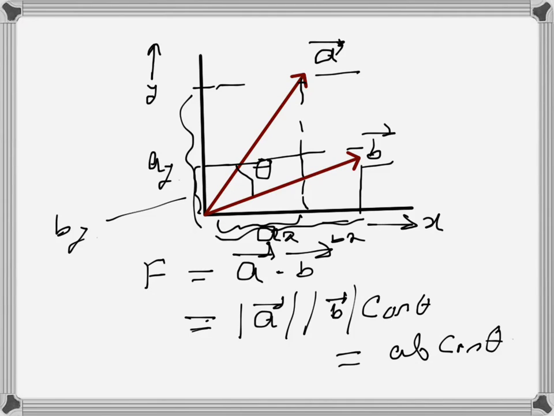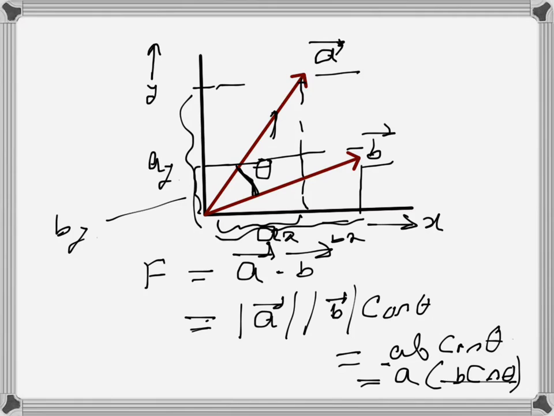The geometric expression AB cos theta actually means the component of B in the direction of A times the magnitude of A. This is what the dot product means basically. When we say B cos theta, that is the component of B in the direction of A, times the magnitude of A. So that's what the dot product is. This is the physical interpretation of the dot product.